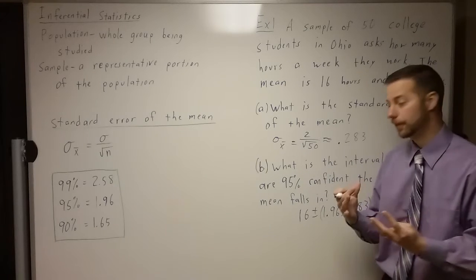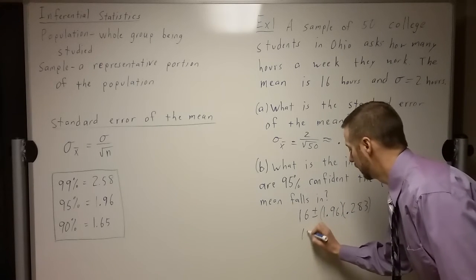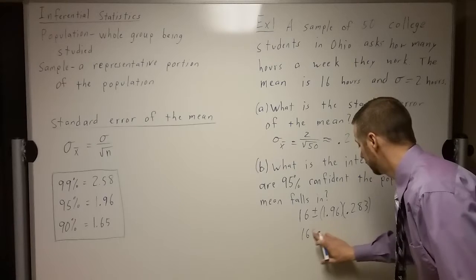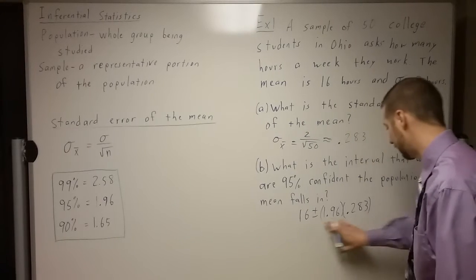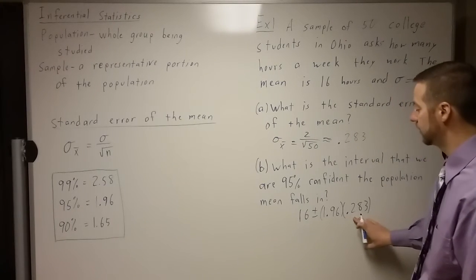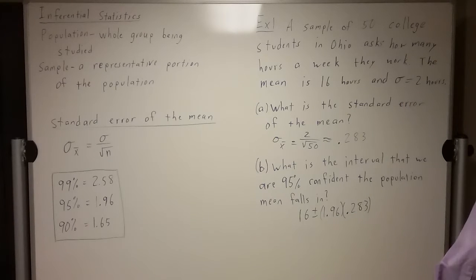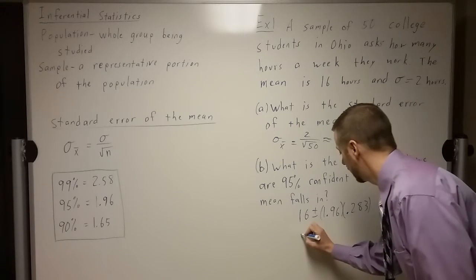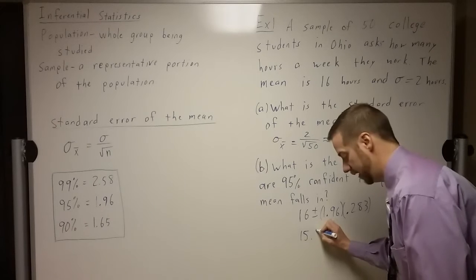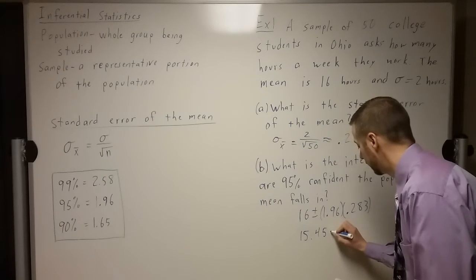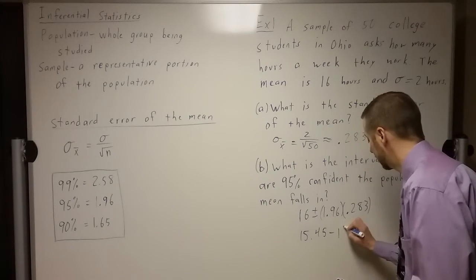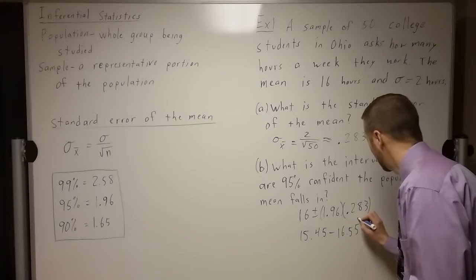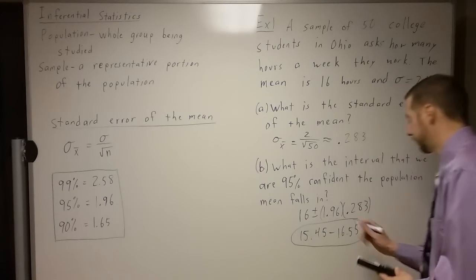And so if I do this, I'm just going to go ahead and figure out all this stuff. Remember, like PEMDAS, multiply these together first and then do plus and minus that from this. And that gives us, on the low end, approximately 15.45. On the high end, it gives us 16.55. And so there's our interval.